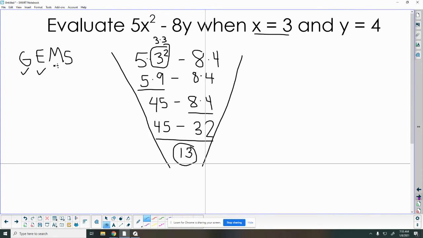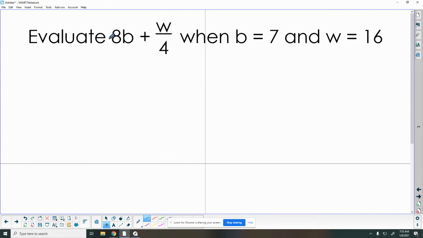Let's try another one here. So we have 8b plus w divided by 4. B equals 7 and W equals 16. So go ahead and plug in 7 and 16 and see what our new expression looks like.